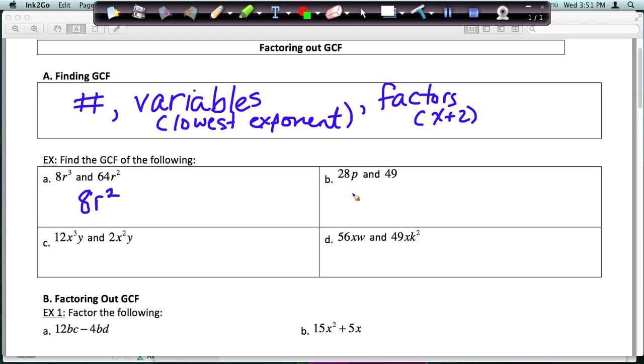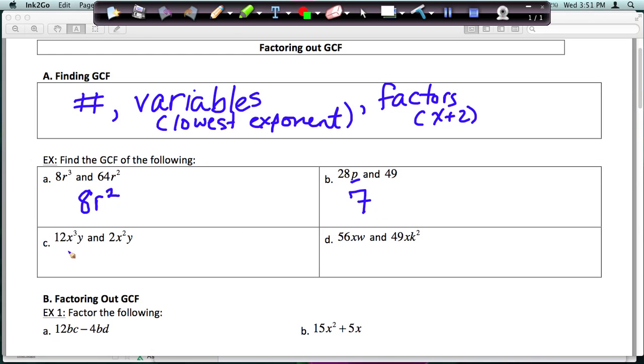For B, for 28 and 49, the largest factor that divides into both of those is 7, and then only one of these has a p. This 49 does not have a p, so there's no variable they have in common. So the GCF is just 7.